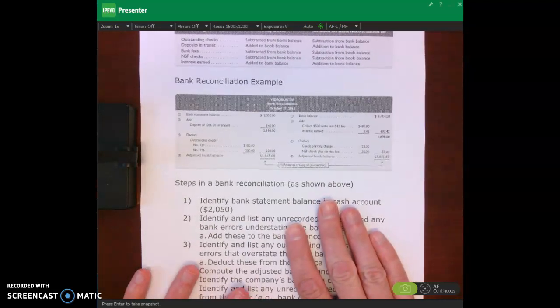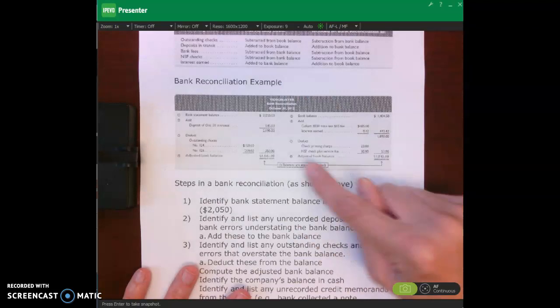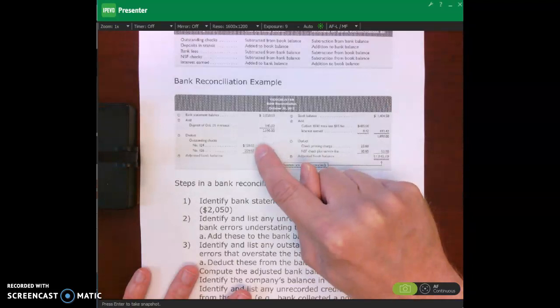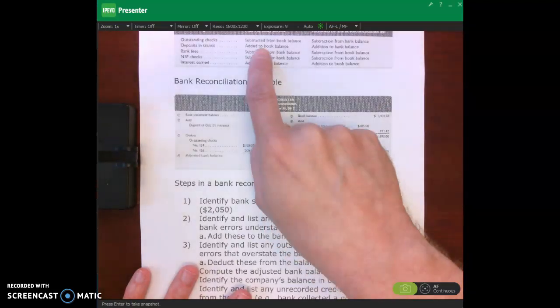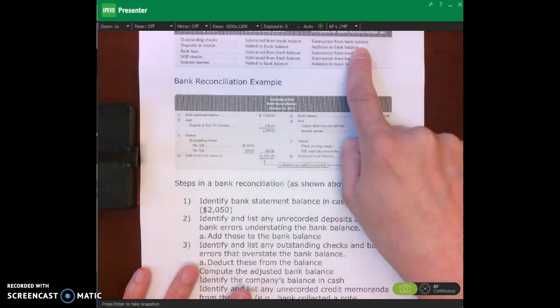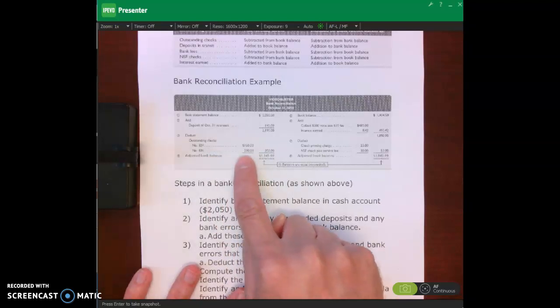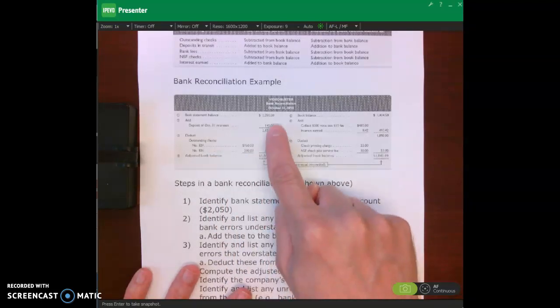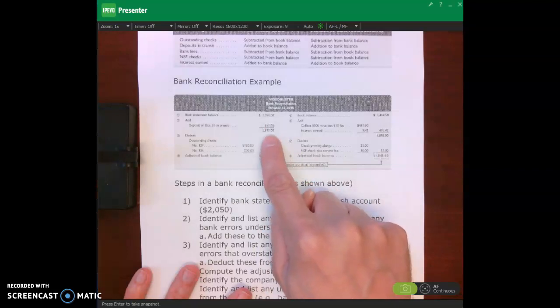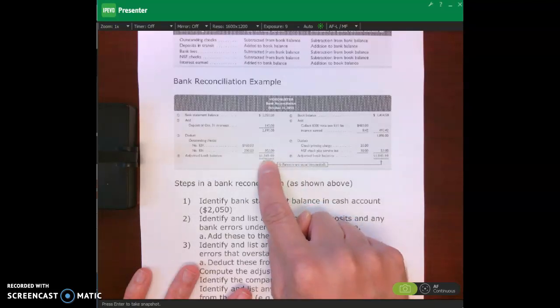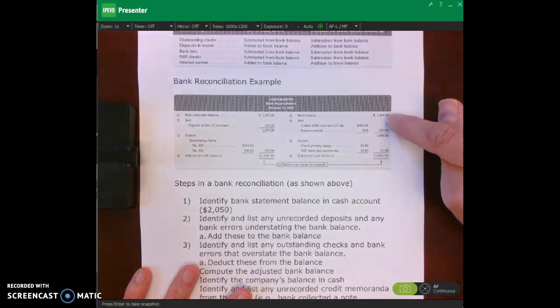And then what we have are some outstanding checks. Those have already been factored into this book balance, but they haven't been factored yet into our bank balance. So it's been subtracted. Now we need to subtract it from our bank balance. That's where we get check number 124, 150, and check number 126, 200 subtracted. And we have the total. We take our bank statement plus our deposit in transit, which gives us the 2,195, minus the 350 of outstanding checks, which gives us our adjusted bank balance of 1,845.